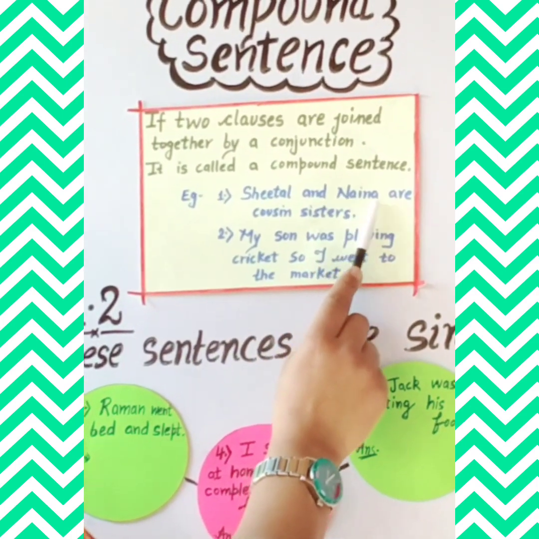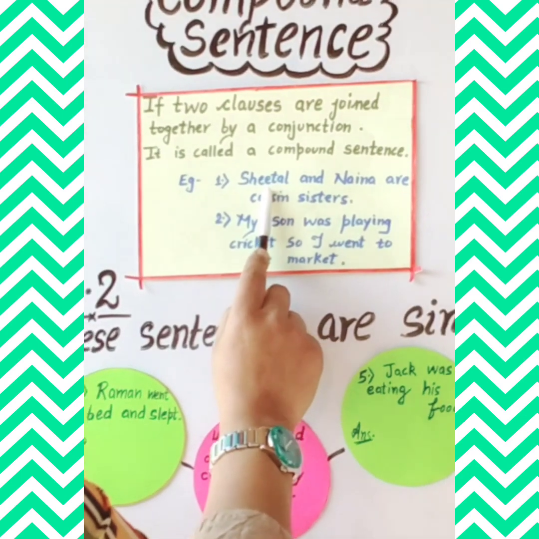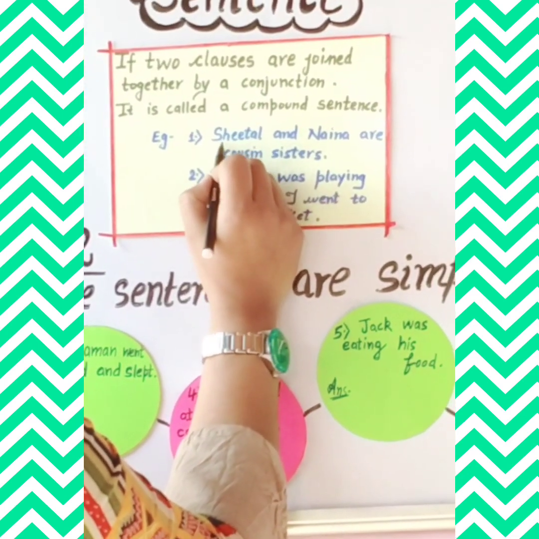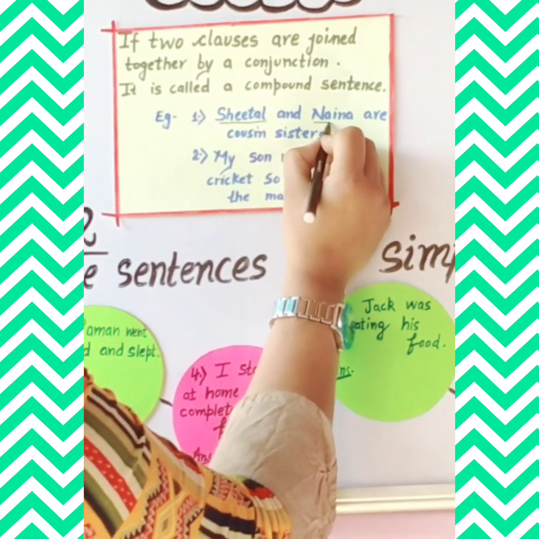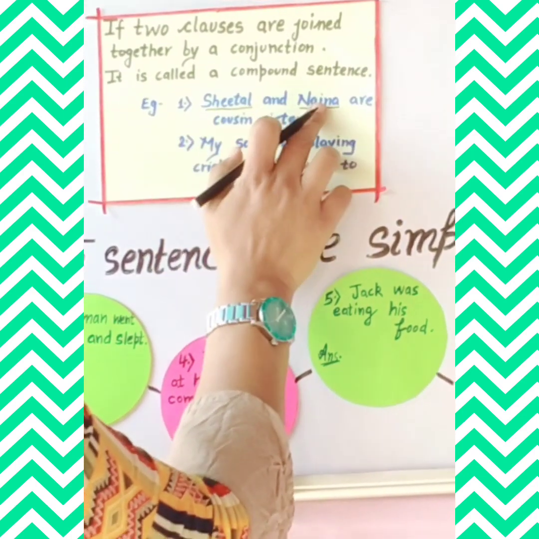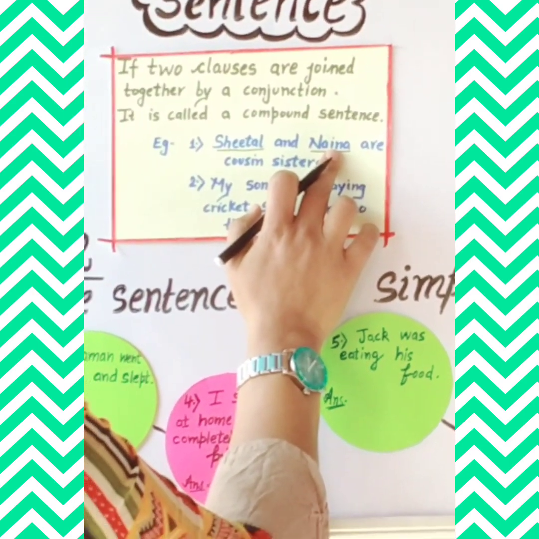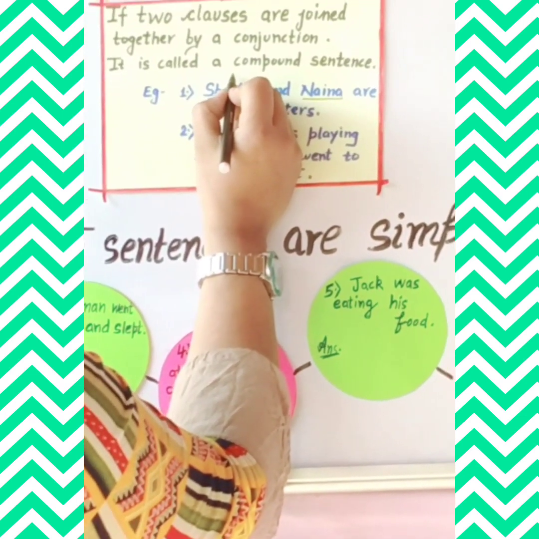Sheetal and Neena are cousin sisters. All right. Here you can see, my dear students, that Sheetal is the name of a girl and Naina is the name of a girl. These two are subjects now. We are talking about Sheetal and Naina, right? हम शीतल और नैना के बारे में बात कर रहे हैं. तो शीतल और नैना हमारी क्या है?